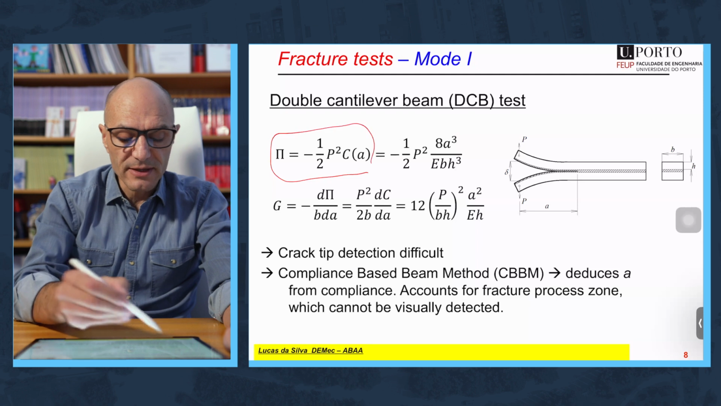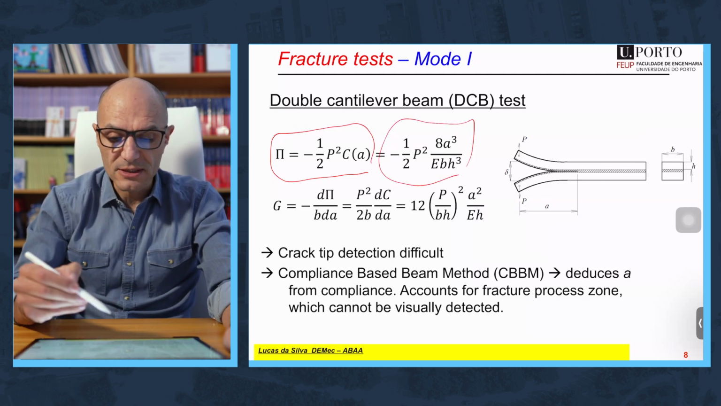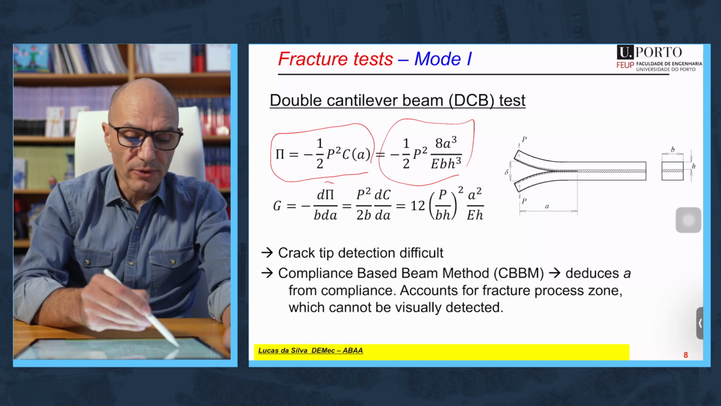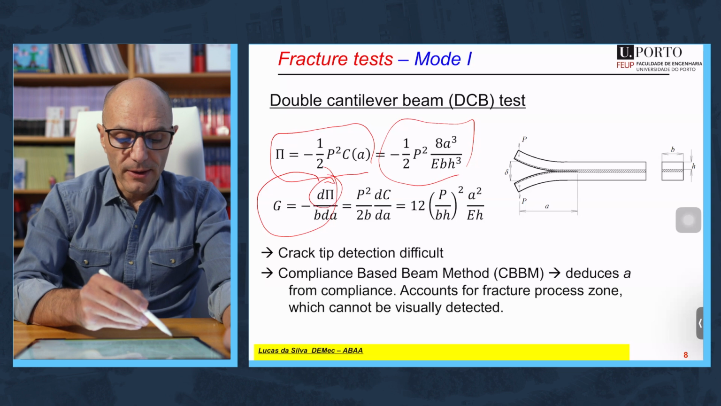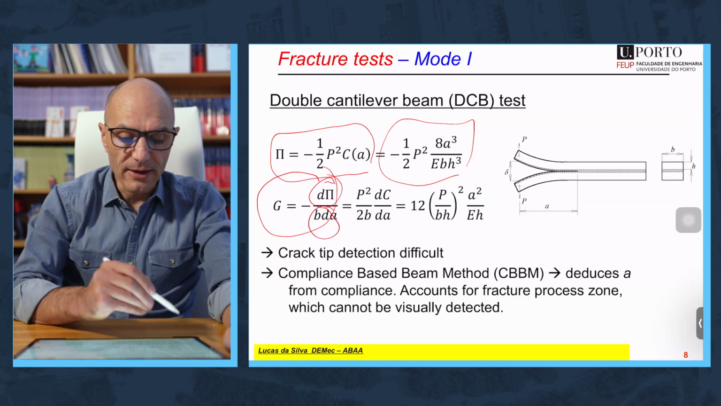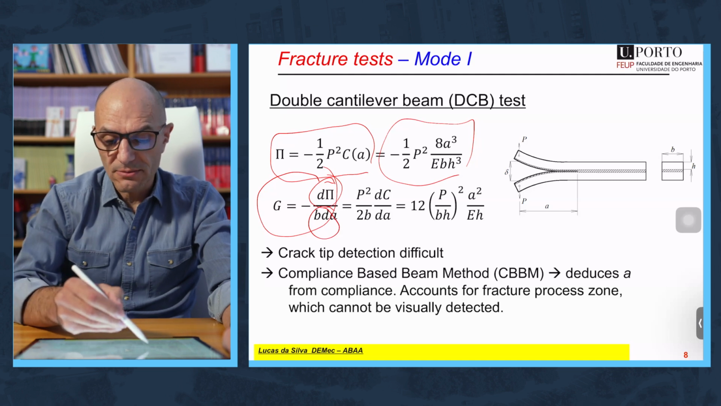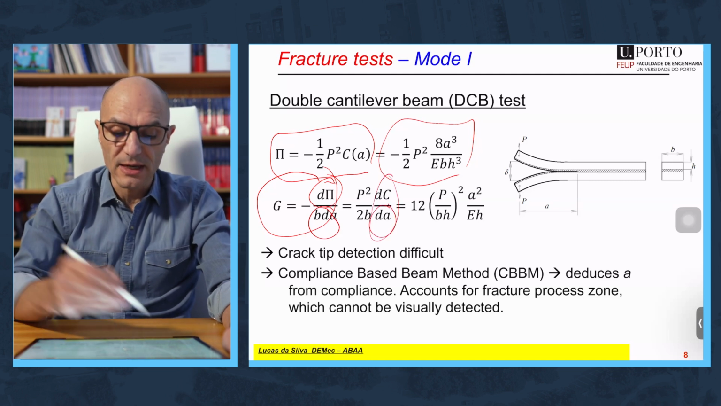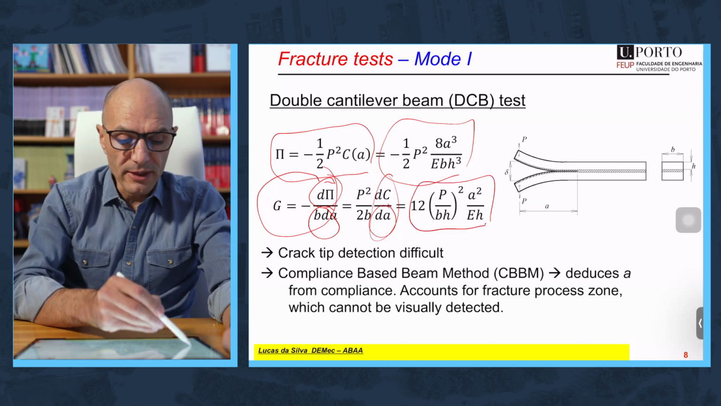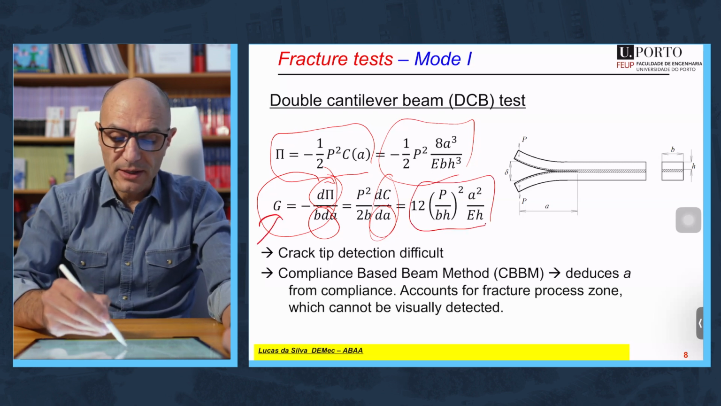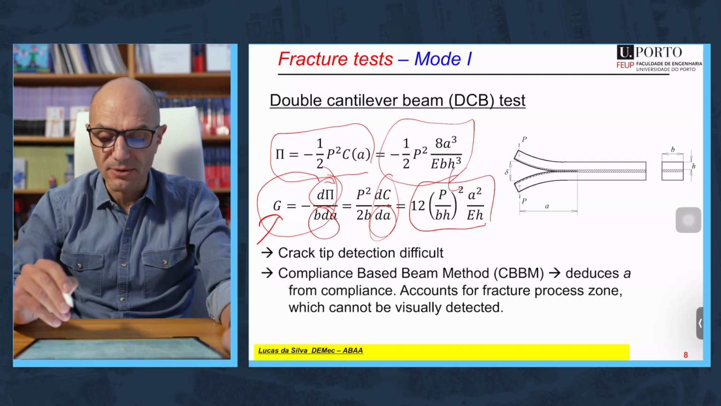Then this simplifies like this, the total potential energy, and at the end you have this expression. By definition, the strain energy release rate is the variation of the total energy as a function of the area, width times the variation of the crack. This can also be the variation of the compliance with the variation of the crack, and at the end you have this. The critical value is the one that corresponds to the propagation of the crack for the maximum load.